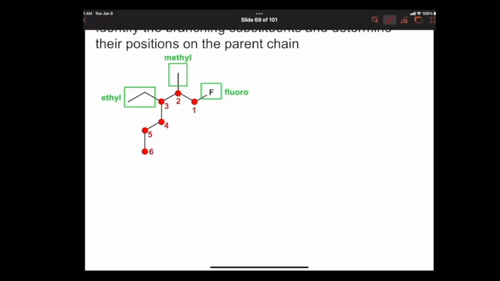So there you go. You have your fluoro, you have your methyl, and you have your ethyl. Yes? Why don't you have a suffix for this one? Like the highest priority functional groups. So we do. The highest priority functional group for this, go back to our table, is the alkane. So it is a hexane.